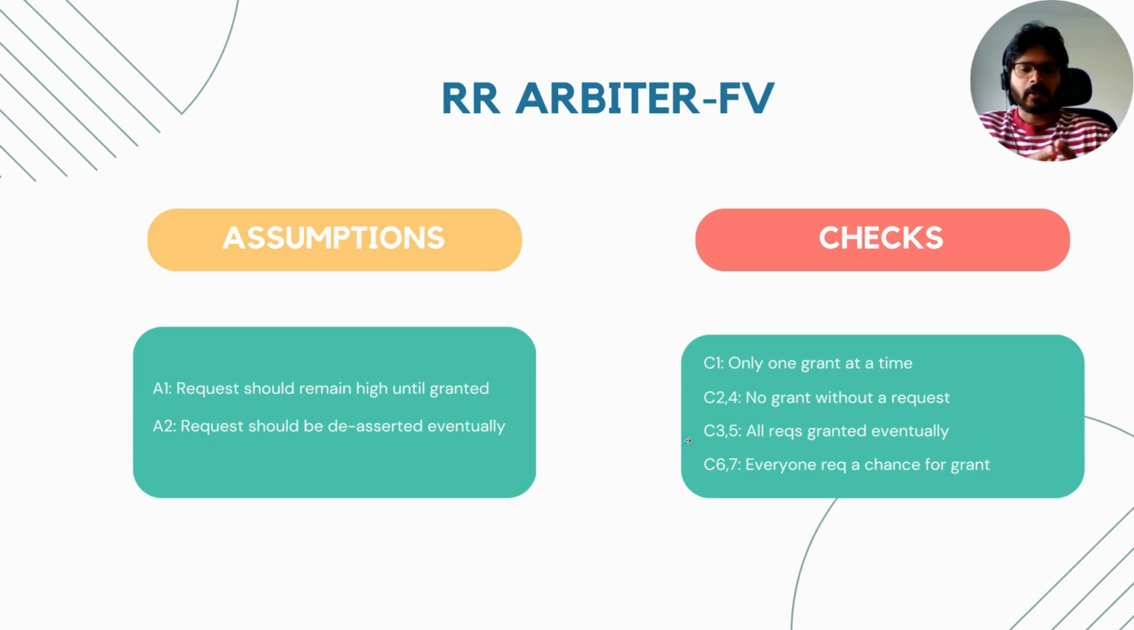Again, liveness and safety are two different types of formal properties. It's a good idea to go back and read about them. And then the final property: everybody gets a chance for a grant.